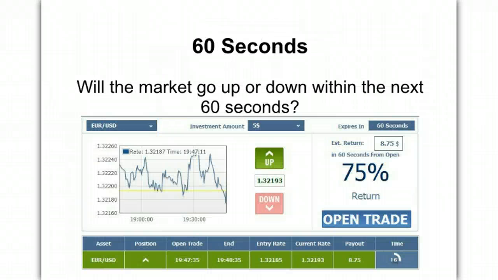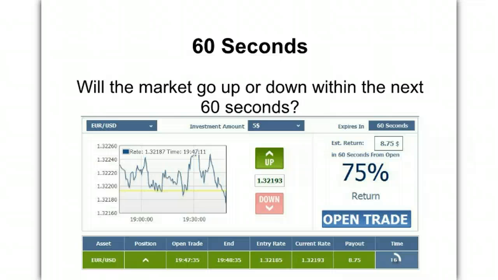60-second trades are a little more difficult to predict. Being that the market moves so fast and you're working with thousandths of a penny in some cases, one movement up or down changes everything. That's going to make a difference of in the money or out of the money. Being that the market moves so fast, it's very hard to predict where it's going to be in 60 seconds.